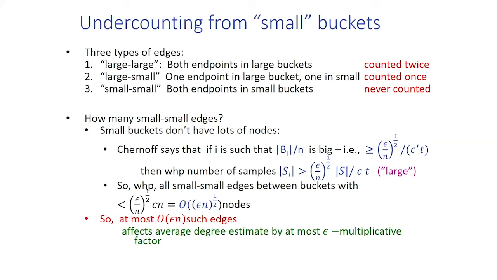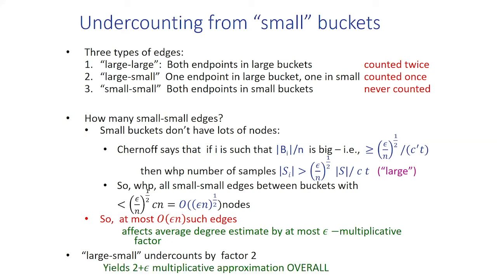Now, what about the large versus large edges? Well, they are undercounted by a factor of two at most. So this is giving us a two approximation right away. All together, what we just saw gives us a 2 plus epsilon multiplicative approximation overall.